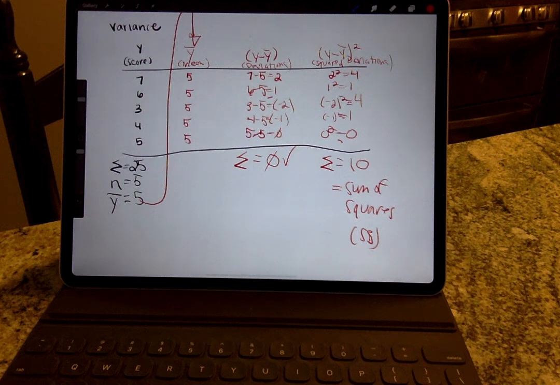In the next video, I'm going to show you how to take this sum of squares and use it to calculate variance and standard deviation.